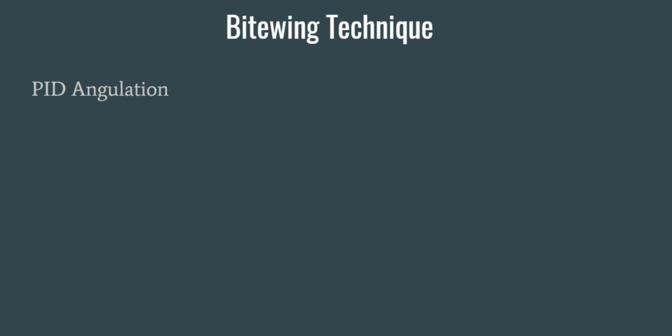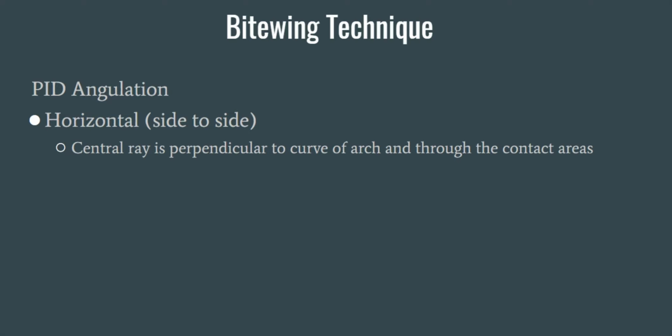PID angulation is going to be very important when it comes to taking your bitewings. The first angulation we want to talk about is horizontal, or side to side. So think of it as shaking your head no. You want to make sure that the central ray is perpendicular to the curve of the arch and through the contact areas. So this goes back to open contact. If it is perpendicular to the curve of the arch and goes through the contact area, you will have those open contacts.